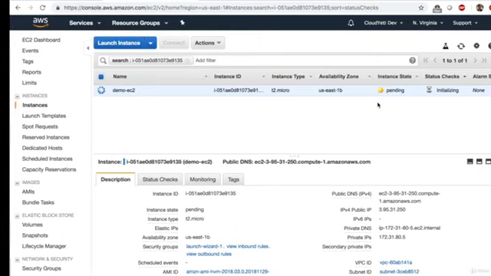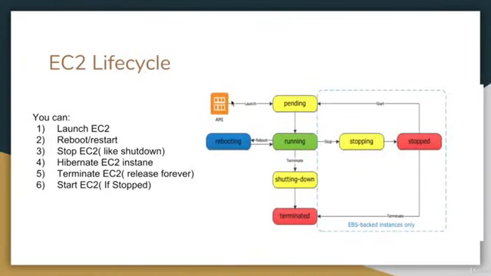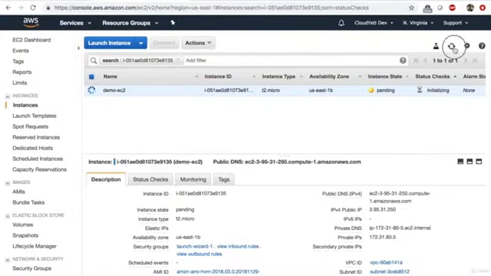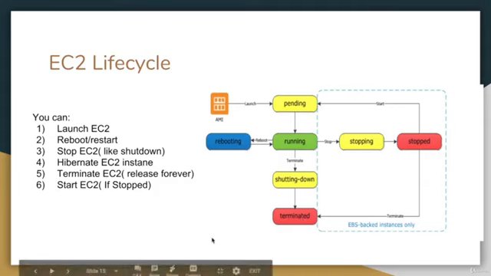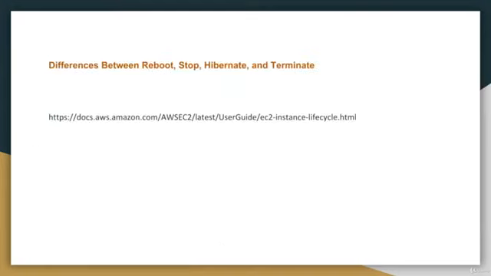Pending. Going back to the slides, when you launch an EC2 instance with an AMI, it goes to a pending state. After a while, it will go into a running state. It did go into a running state. After it goes into a running state, you can reboot your instance, you can stop your instance, or you can terminate your instance. You can also now hibernate your EC2 instance, but these are the EC2 instance lifecycle states that you have to know. You can read the differences between what happens when you reboot, stop, hibernate, and terminate your EC2 instance by going to this link.